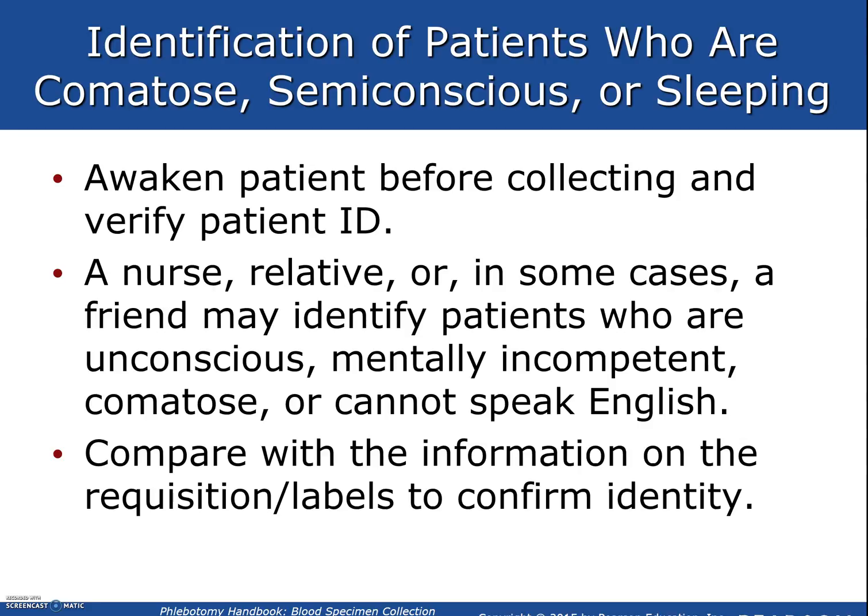A nurse, relative, or in some cases a friend may identify patients who are unconscious, mentally incompetent, comatose, or cannot speak English, and we compare with the information in the requisition labels to confirm identity. Please be aware different states have different policies when it comes to family members or children identifying patients, so keep that in mind.